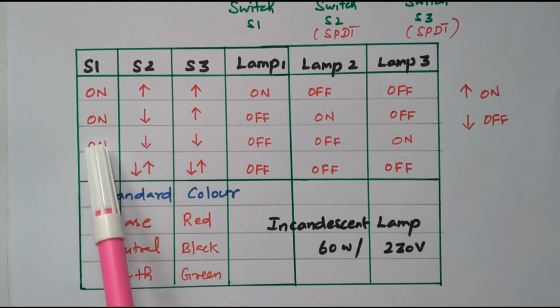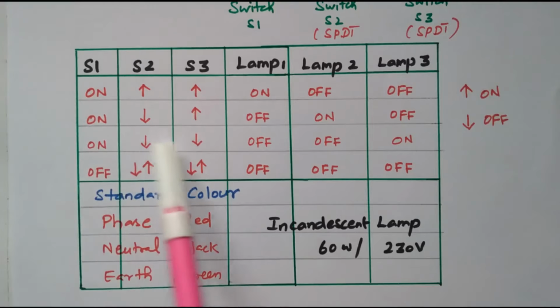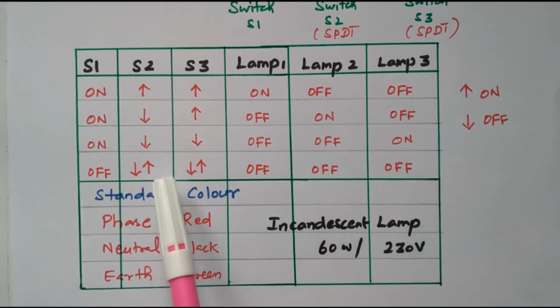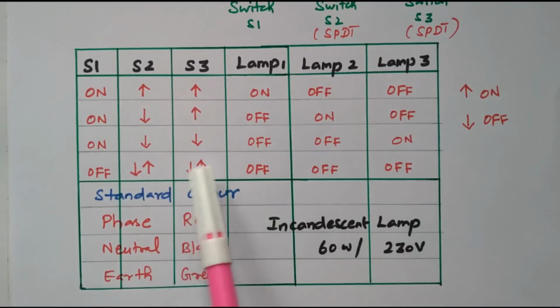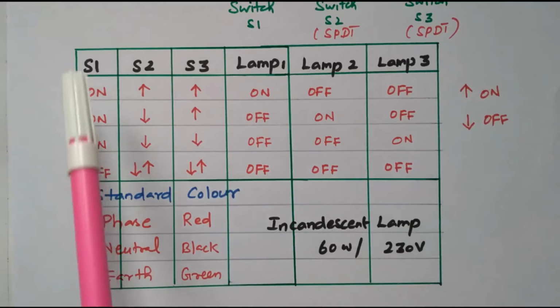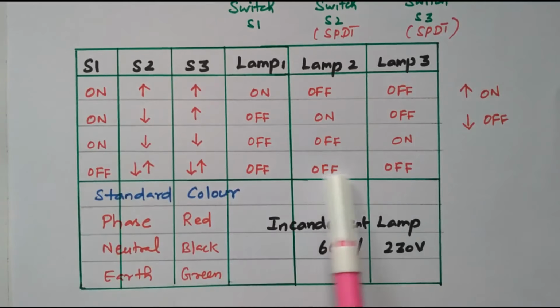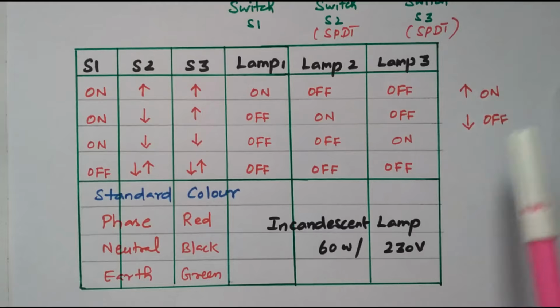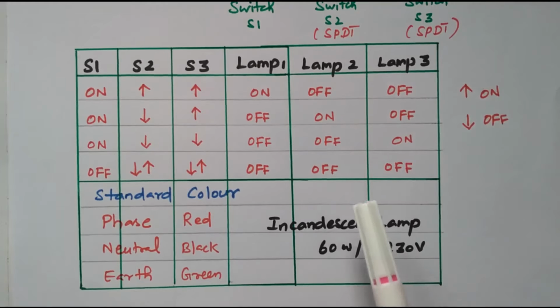See this on condition. First three, S1 is on condition so that we can operate the lamp. If S1 is off condition, while making the switch S2 or S3 either on or off, all the lamps will be in off condition, right? If S1 is off, all the lamps will be in off condition only. See the upward direction for on, downward direction for off.